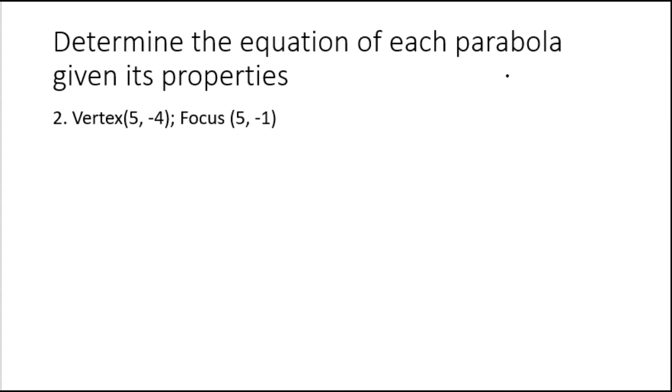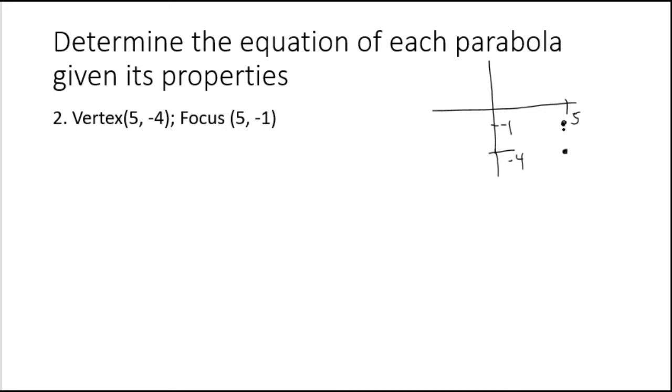For me to determine the orientation of the parabola and which standard form we will use, I will sketch its graph first. This is just an assumption, so it is not accurate, but this will help. Let's say this one is positive 5 and this one is negative 4. So our vertex is likely found here. And for our focus, it's negative 1, so most likely it is here.